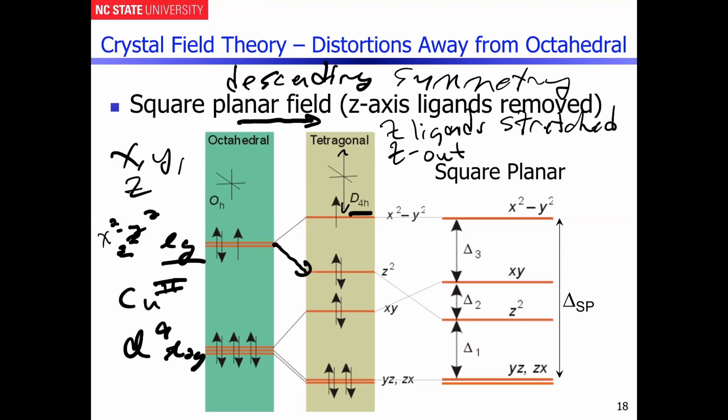But then what else happens? Well, if you stabilize dz squared, you also stabilize any of the orbitals that have Z components, because you're removing electron repulsion in that direction. So you also stabilize dxz and dyz. See, the Z components are contained in both of those. And then what does that do? Well, if you remove the stress on the Z-axis, then you have an increased stress on the X and Y axes. So correspondingly, you destabilize dxy, and of course, you also destabilize dx squared minus y squared.